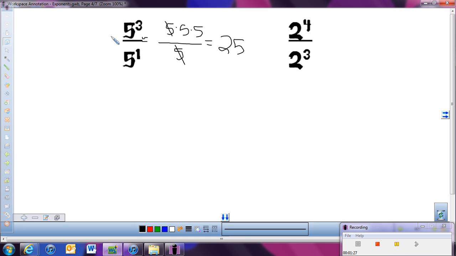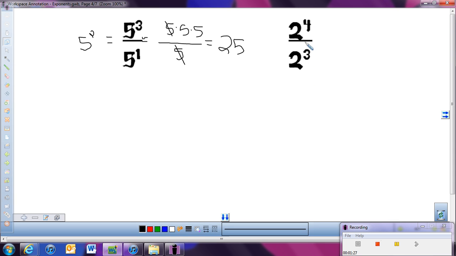So another way to write problems with exponents and division is to write the base, and then I can subtract the exponents. 3 minus 1 is 2. And that's what I ended up with, 5 squared, or 5 times 5, which is 25.